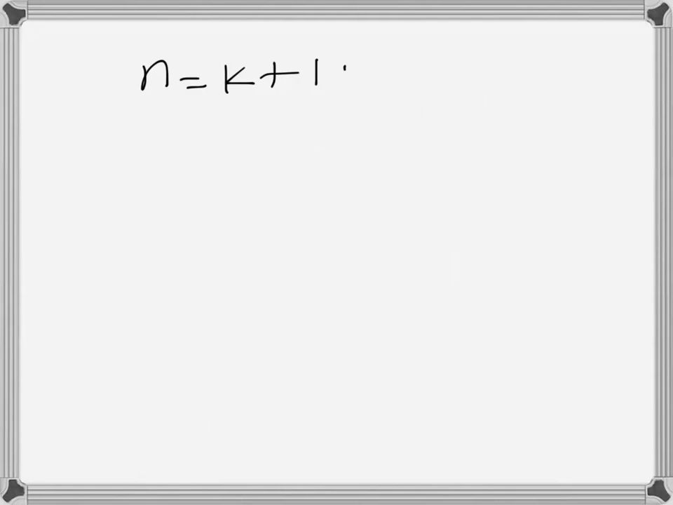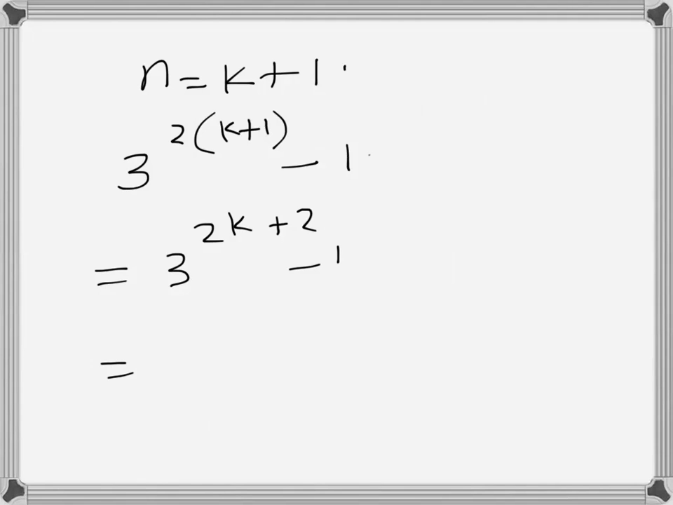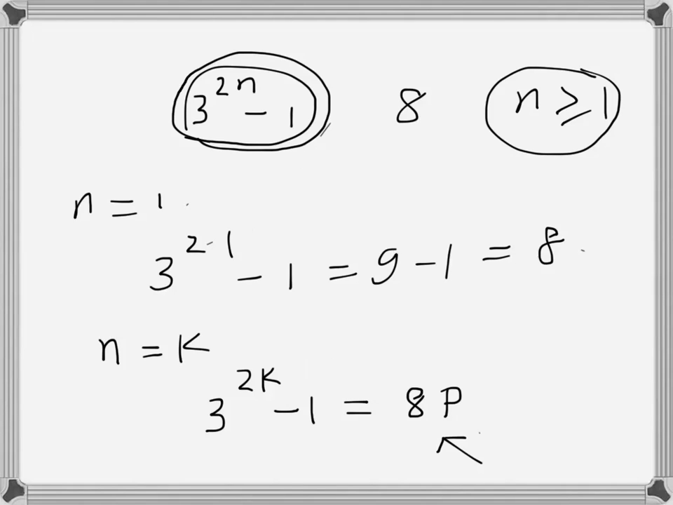Now we will see what happens when n is equal to k plus 1. This becomes 3 to the power 2(k plus 1) minus 1, so that's 3 to the power 2k plus 2 minus 1, which is 3 to the power 2k times 3 squared minus 1, which is 9 times 3 to the power 2k, minus 1.